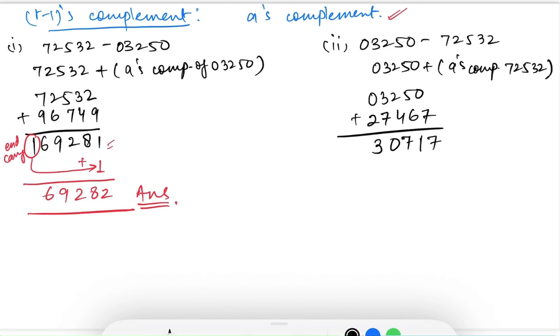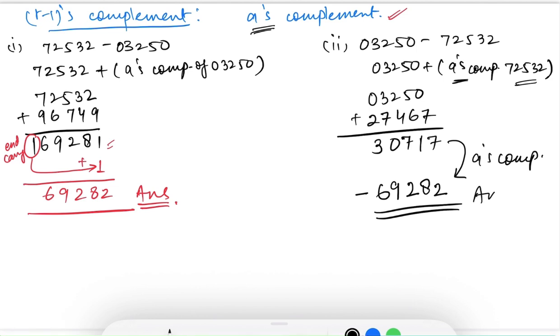Which complement? Nine's complement, because here we took the nine's complement of the second number, so the result will also be in nine's complement form. Take the nine's complement, it will be 28296 with a negative sign. So this is the final answer: this and this with the negative sign.